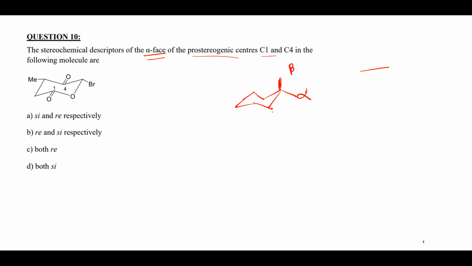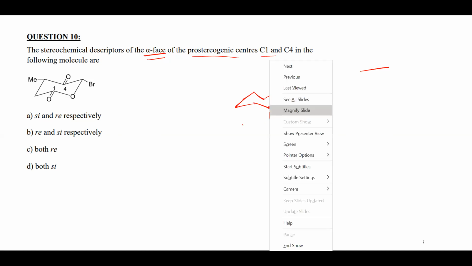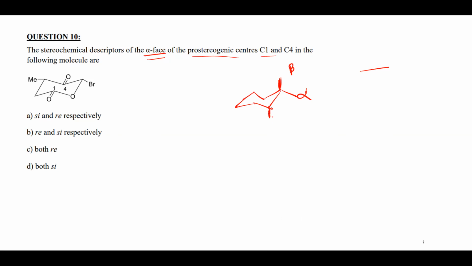So the atoms which are directed downward from the plane of the ring, let's say here is a hydrogen, this hydrogen is the alpha hydrogen, and if the hydrogen is directed upward, this hydrogen is the beta hydrogen. So always keep this in mind. We need to identify the stereochemical description of the alpha face. The alpha face means the lower side.